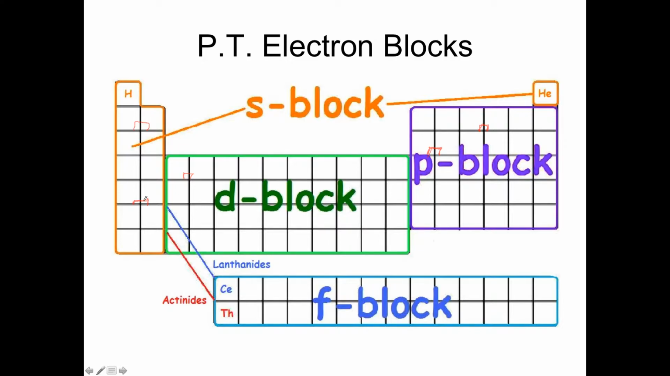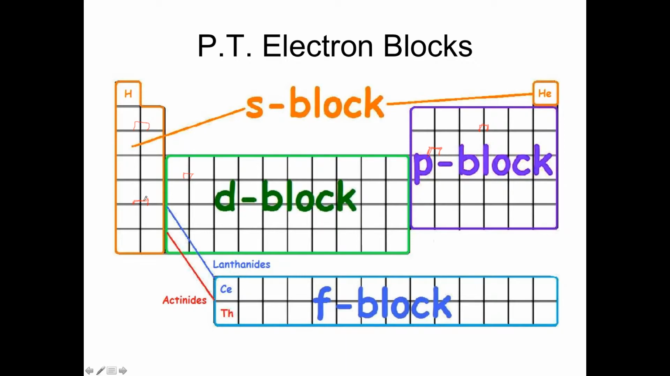Now the numbers 1, 2, 3, 4, 5, 6, 7, those represent how far the electron is away from the nucleus. 1 being very close to the nucleus. As you get bigger, 2, 3, 4, 5, 6, 7, you get farther away.